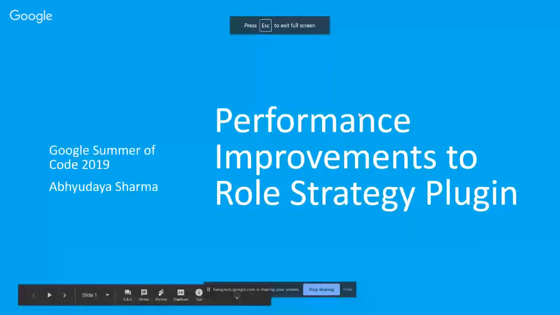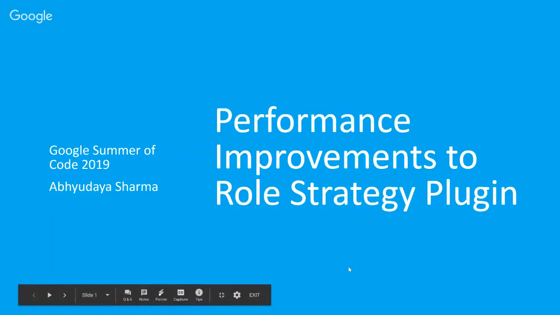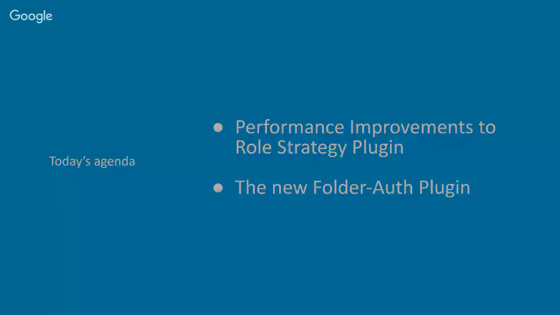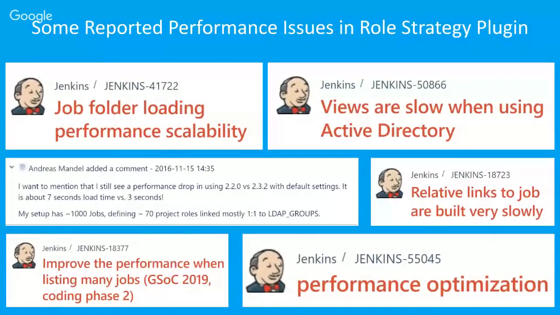Hi everyone, I'm Abhyudaya and I've been working to improve the performance of the role strategy plugin as a part of my Google Summer of Code program this year. So what we'll discuss today is the performance improvements that have been made to the role strategy plugin and the new folder authorization plugin. Now, there have been a lot of performance issues reported to the role strategy plugin in Jenkins Jira.